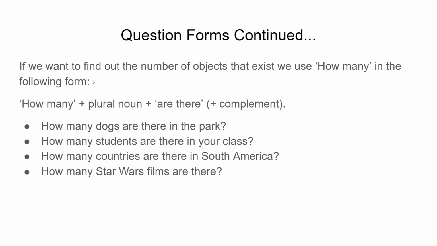Now, question forms continued. If we want to find out the number of objects that exist, we use how many in the following form. For example, the structure is how many plus a plural noun, are there plus some complement or the rest of the sentence. For example, how many dogs are there in the park? How many dogs are in the park?